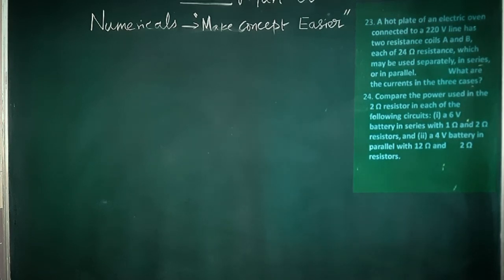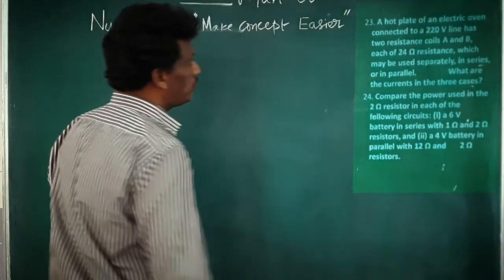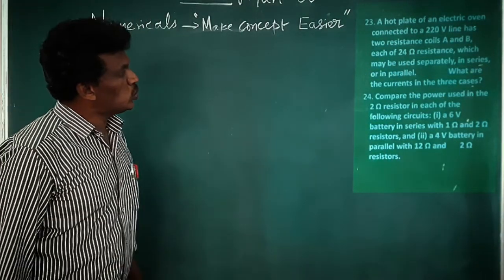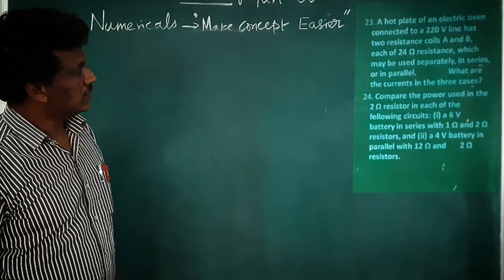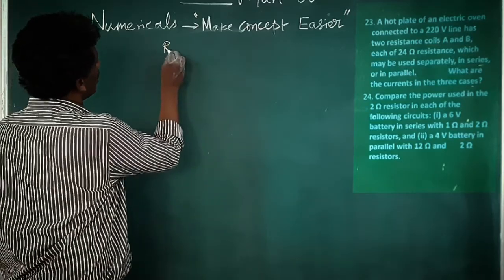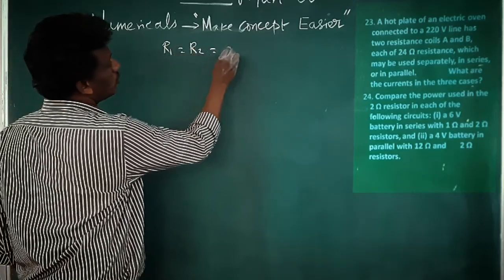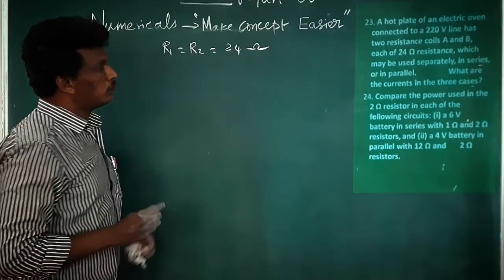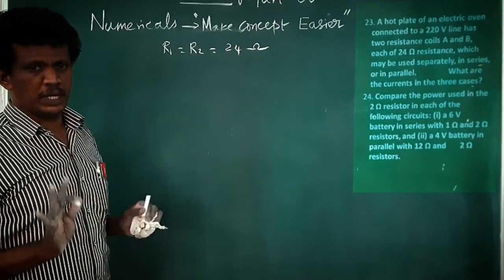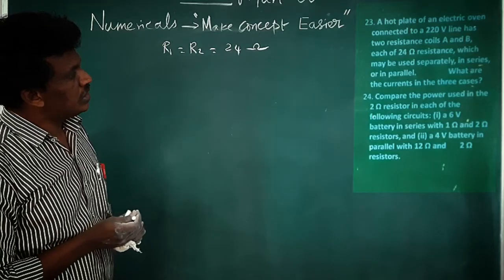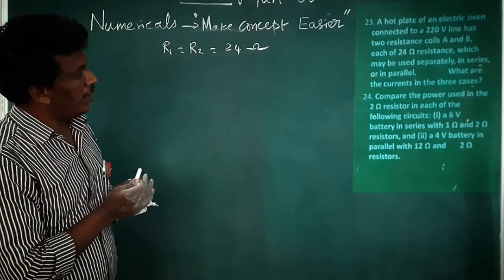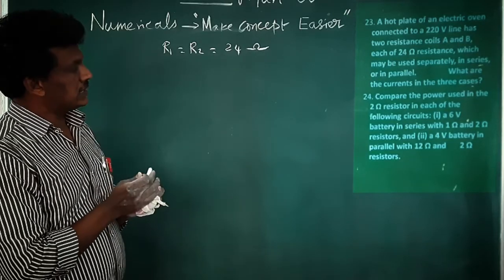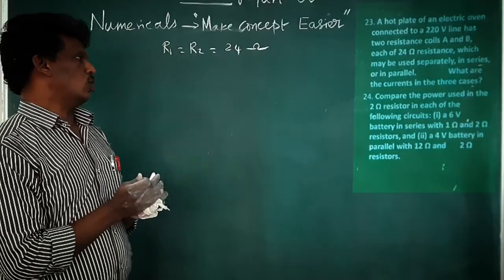Go through question number 23. Hot plate of an electric oven connected to a 220 volt line. What is given? 2 resistors, each one. So R1 equal to R2 equal to 24 ohm. I think the question is very simple. I will tell you step by step. Which may be used separately. Initially you are using separately only one coil, and then series, and the last one parallel.